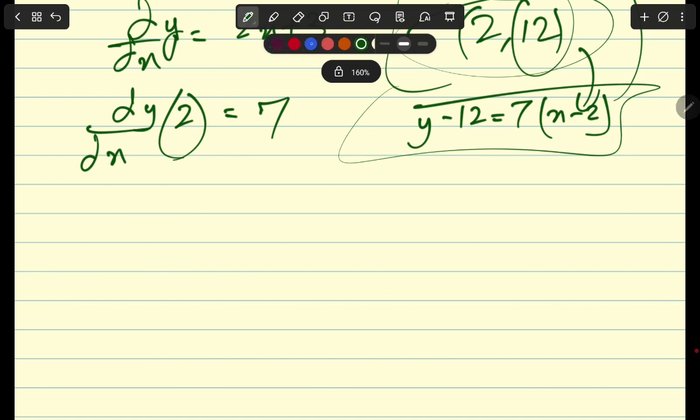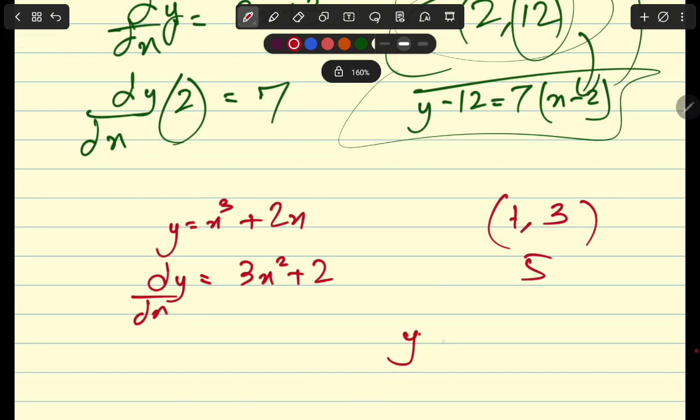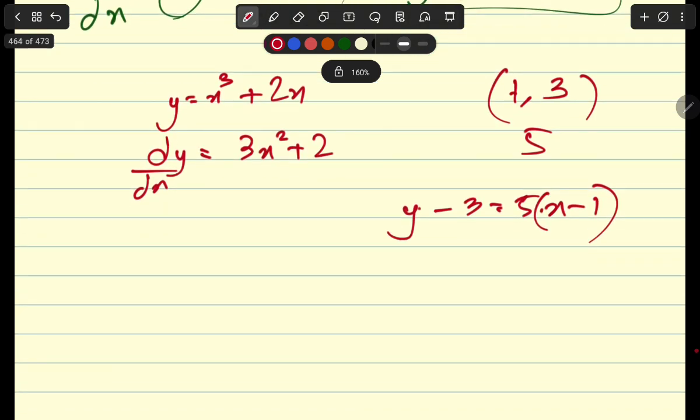Now what if Cambridge asks you to find the tangent at x is equal to 1 for this function? y equals x to the power 3 plus 2x. So dy by dx is going to be equal to 3x squared plus 2. First of all, if x is equal to 1, then y is going to be equal to 3, and the gradient is going to be equal to 3 plus 2, that is 5. So this is going to be y minus y1 equals m times x minus x1, and you can simplify it later and make y the subject.